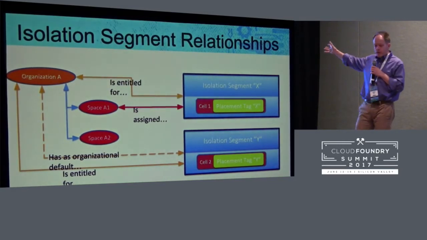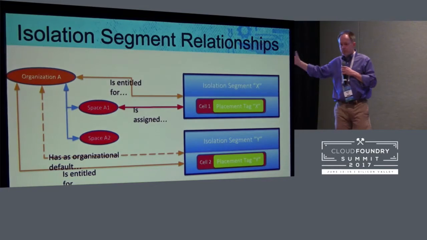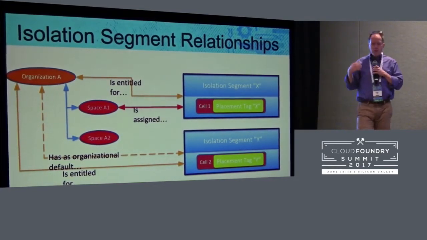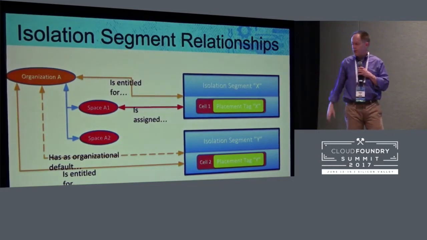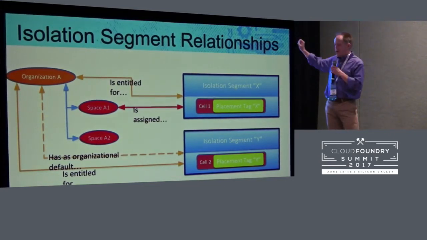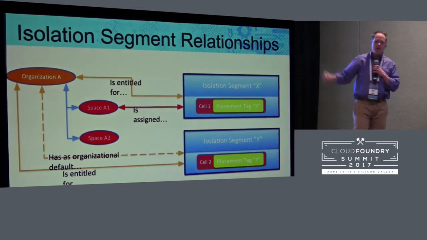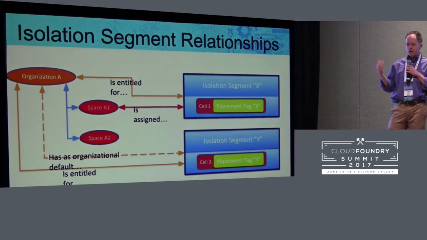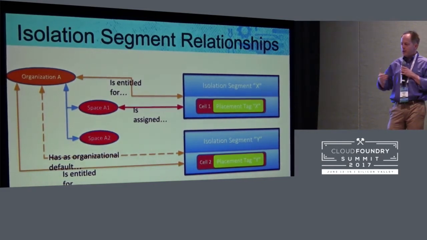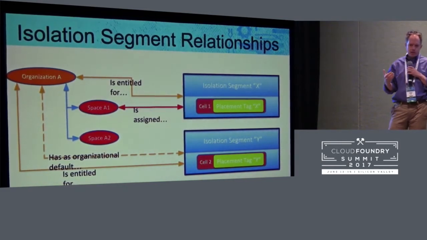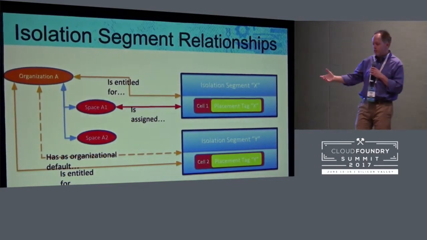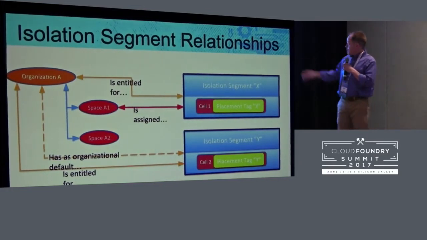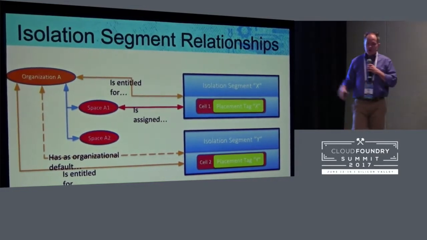You go along, you create your isolation segment in the cloud controller, and then now you've got an isolation segment that contains a cell. No one will be able to use this yet because you have to entitle somebody for it. So imagine that orange line springing into existence. That's entitlement. I entitle an organization for it, and now I've given that organization access to that isolation segment, but still nothing they push will actually land in the isolation segment, not yet. All I've done is give them the rights to use it, but they haven't actually made a decision to use it.